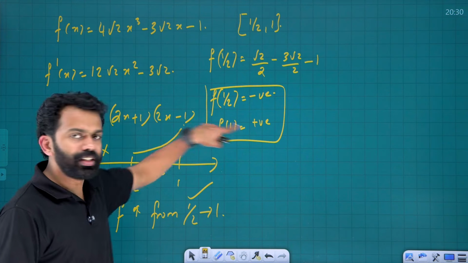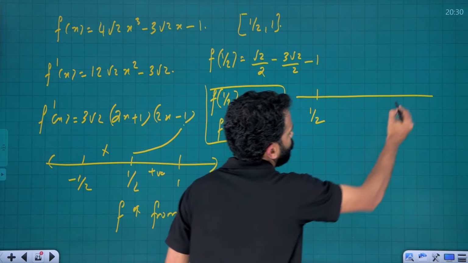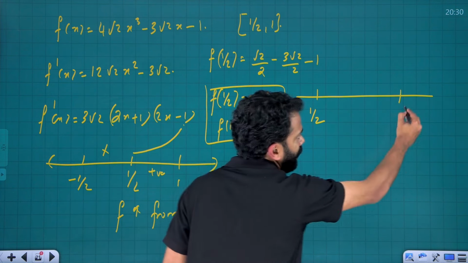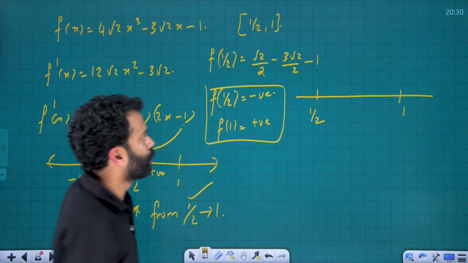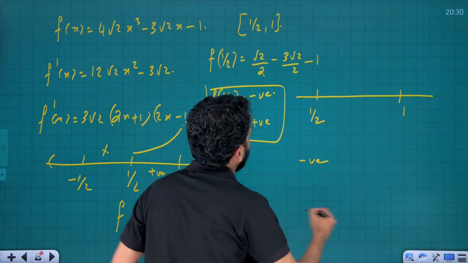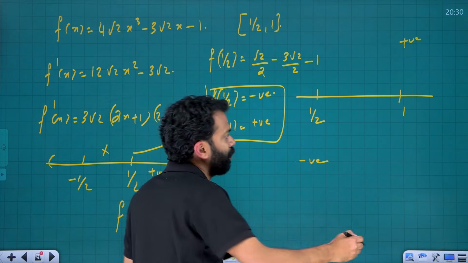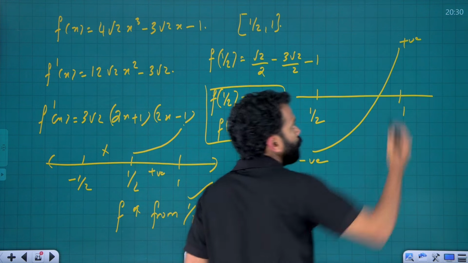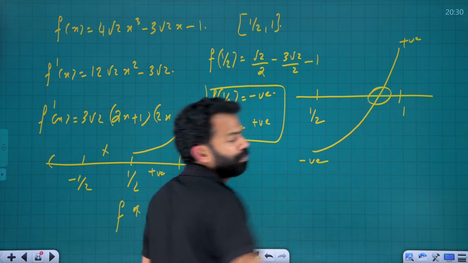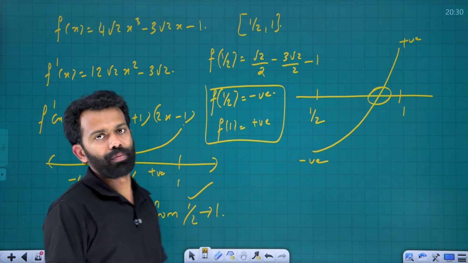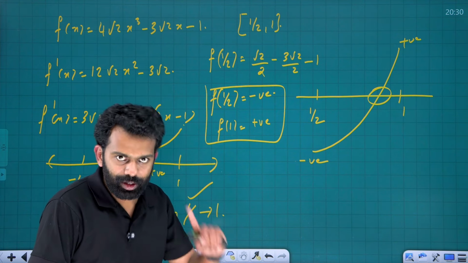See, f is an increasing function in the interval from 1 by 2 to 1. The function f is increasing, right? Okay. So, f of 1 by 2 is a negative value, and f of 1 is a positive value. Since it is an increasing function, it should cross the axis to get a positive number, right? Therefore, it intersects the graph at only one point. Hope you got the idea here. So, statement 1 is correct.